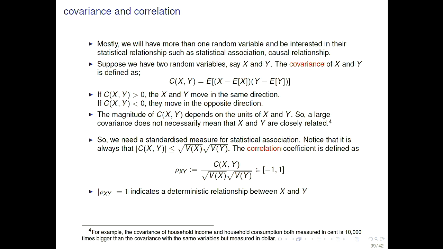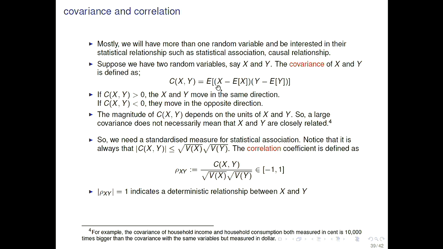And they are somehow related with each other. So we want to measure their statistical probabilistic relationship. Say we have X and Y, two random variables, and one way to measure their relationship is to compute this covariance. And the formal definition of covariance looks like this.